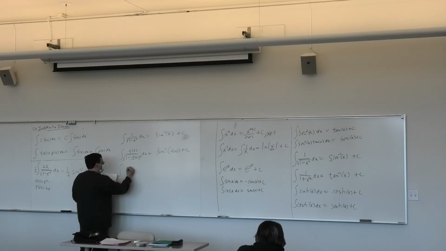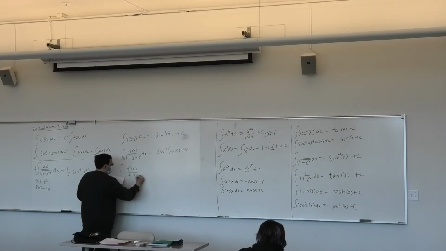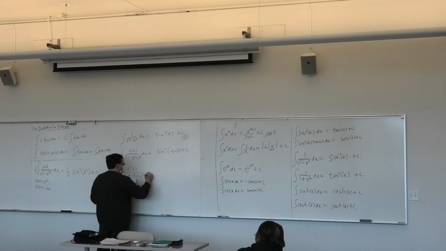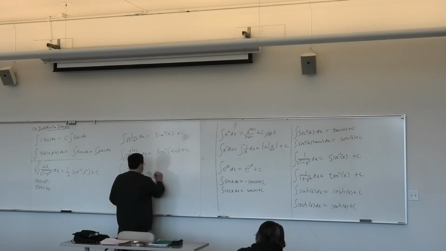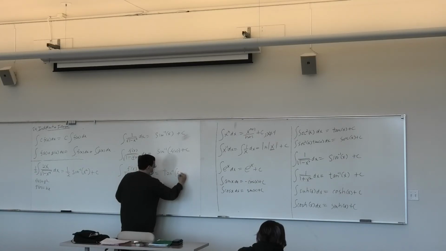A very similar pattern is f prime of x over 1 plus f of x squared, which, if you look over at the derivative of the inverse tangent, you'll see this has to be the inverse tangent of f of x.